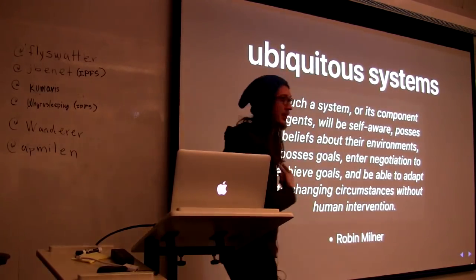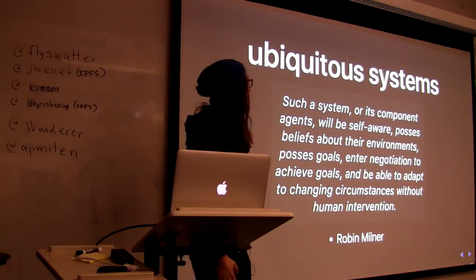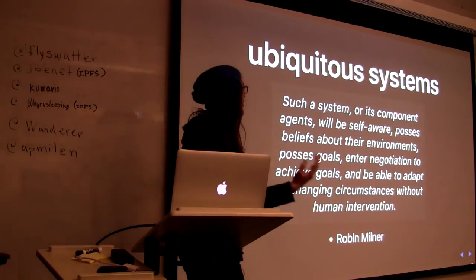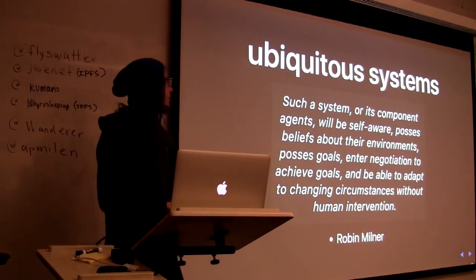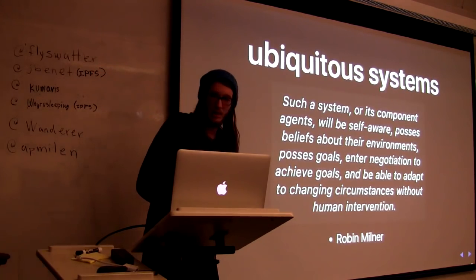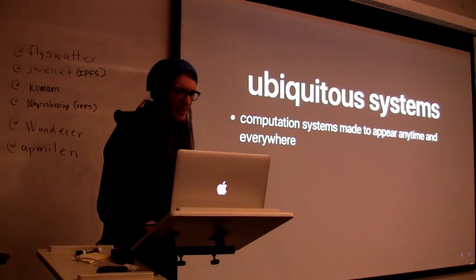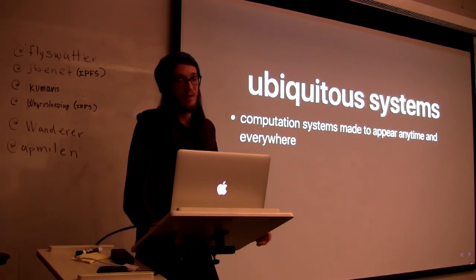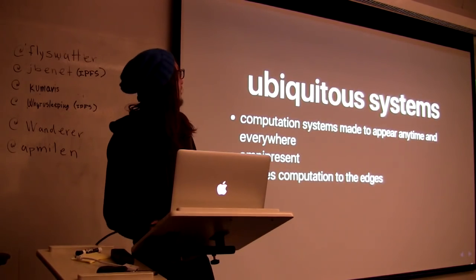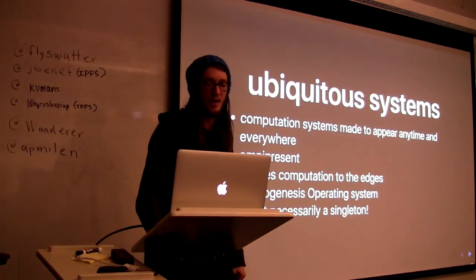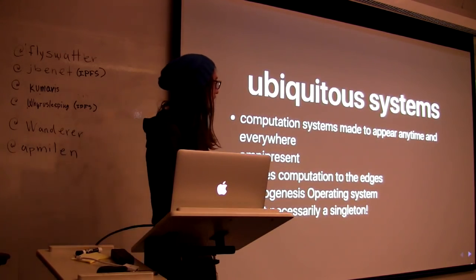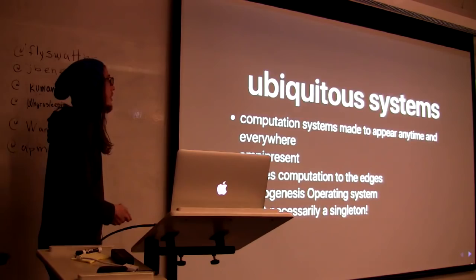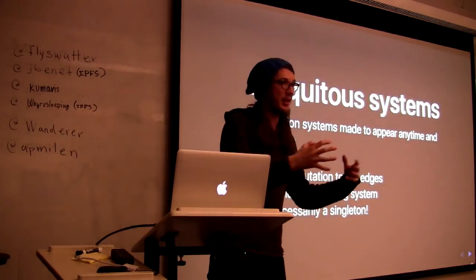Robin Milner talked about this in the 90s. He said such a system or its component agents will be self-aware, possess beliefs about their environment, possess goals, enter into and achieve goals, and be able to adapt to changing circumstances without human intervention. So computations are made to appear anywhere, at any time, and everywhere. They're omnipresent. We're pushing computation to the edges. And I think the way we're going to interface with these ubiquitous systems is through a homogeneous operating system, not necessarily a singleton.